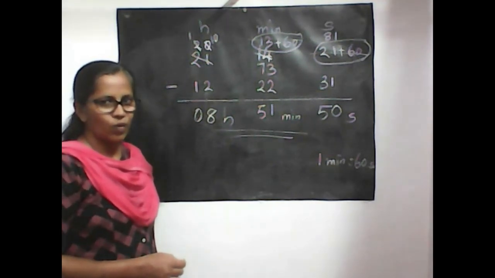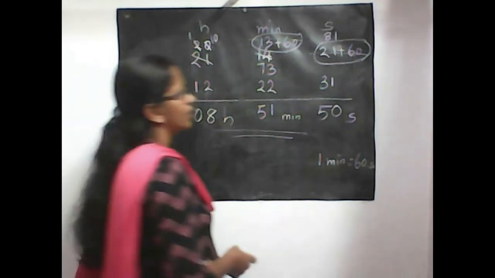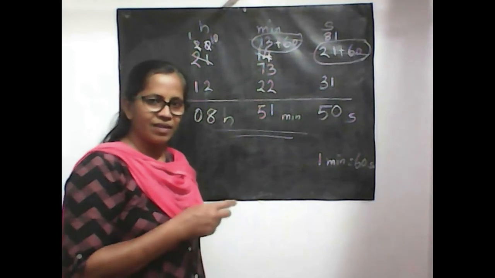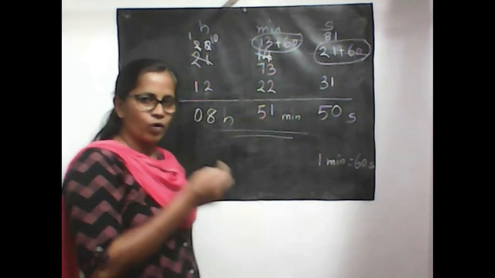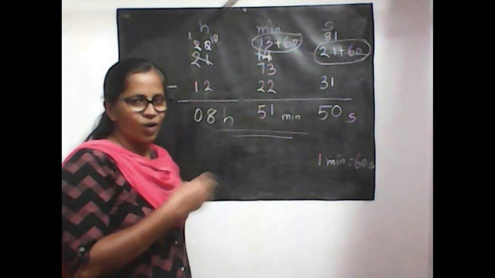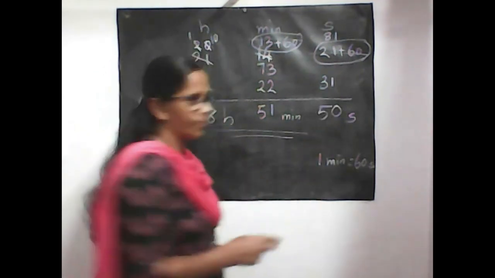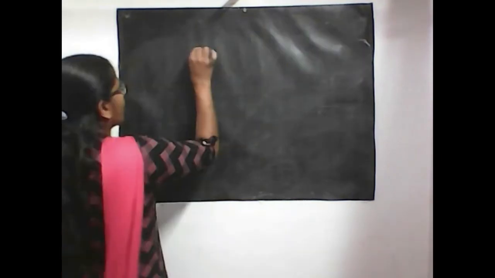So I hope you understood. Keep the idea behind that. What is going on? Why are we adding 60? Why are we borrowing from each one? All this logic, if you know it, is very easy for you. So I hope you understood. Shall we do one more question?